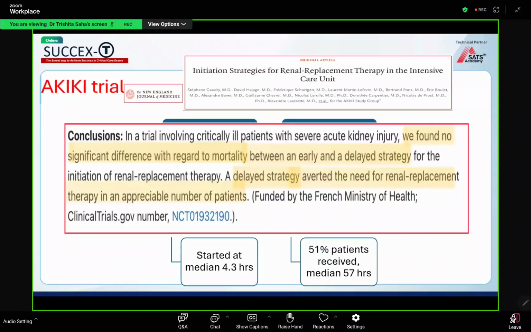The conclusion: in a trial involving critically ill patients with severe AKI, we found no significant difference with regard to mortality between an early and a delayed strategy for the initiation of RRT. It showed that a delayed strategy averted the need for RRT in an appreciable number of patients.